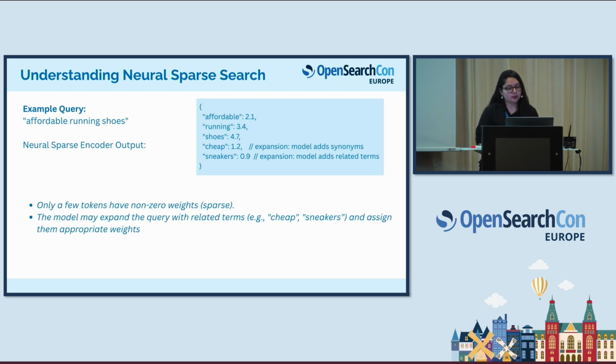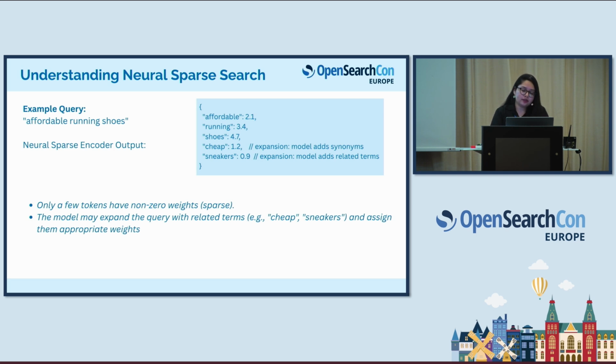So an example query is, we are using the same query, affordable running shoes. If you notice, the keywords are assigned a particular number, right? So affordable is 2.1, running 3.4, shoes 4.7, like that. So based on this, shoes is the highest weighted keyword.